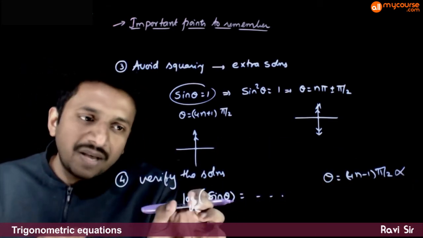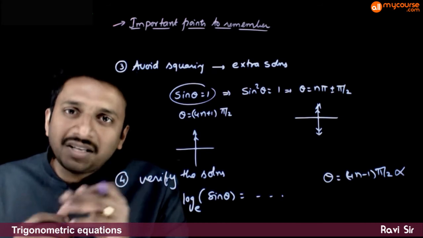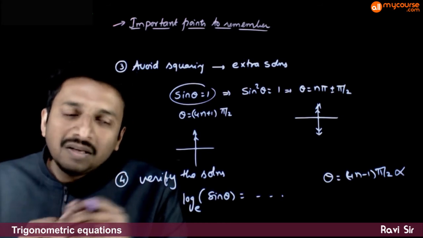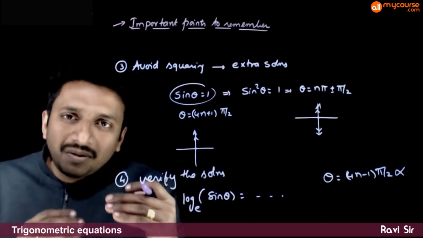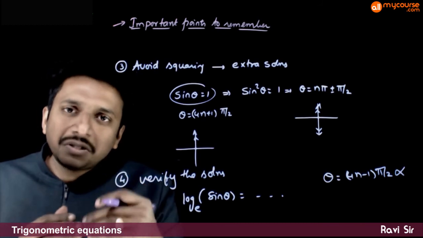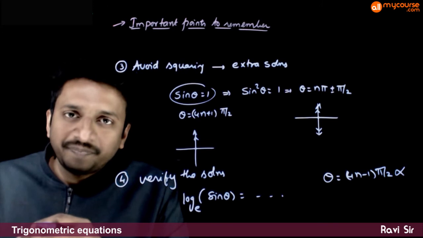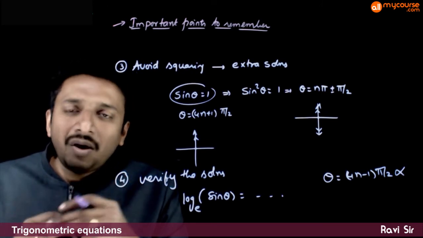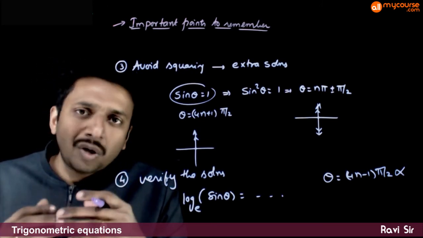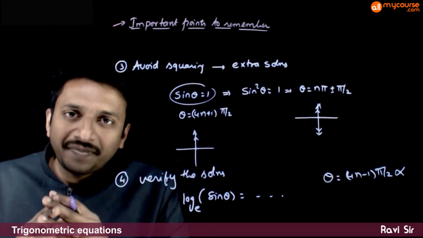So whenever you have some extra functions which have certain restrictions on their domain, once you get the final solution, you should check whether the solutions satisfy the given equation or not. So that's a good practice. You need to keep all this in mind while solving trigonometric equations.